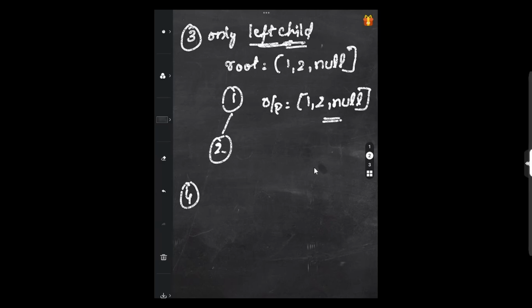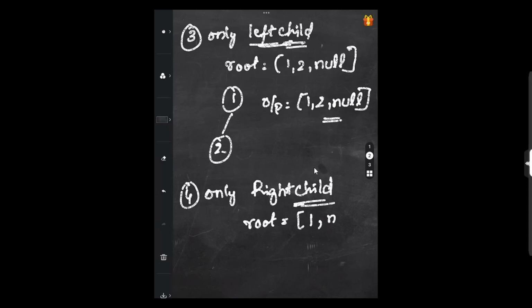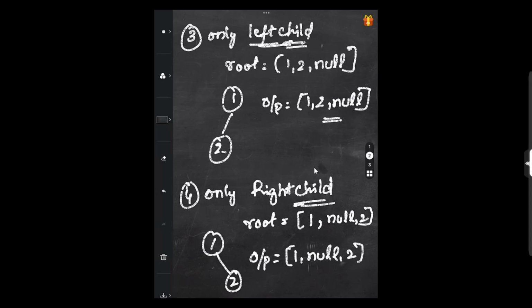Next, let's go with another edge case, only right child. Previously we considered only the left child. Now we'll be considering only the right child. Here in this case, the input, let me consider 1, null, 2. So the tree will be in this way, 1 and 2, right? The output will be same as the input, we know. The output will be 1, null, 2 for this one, right?